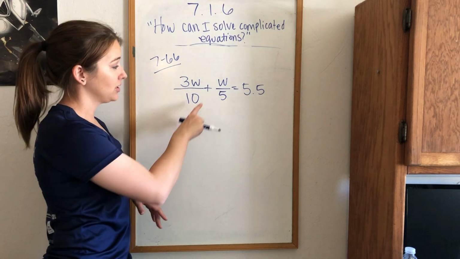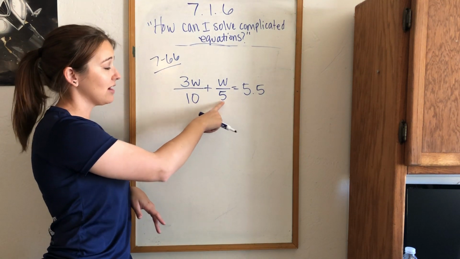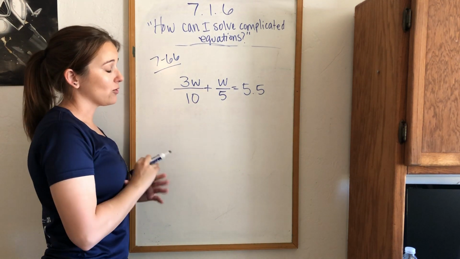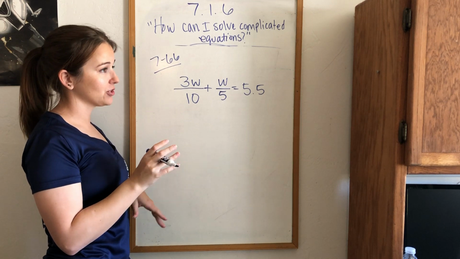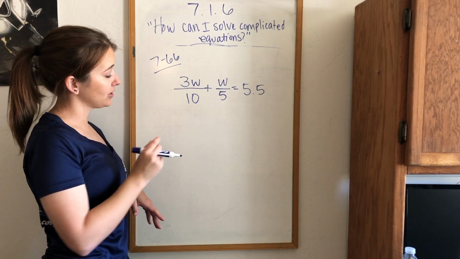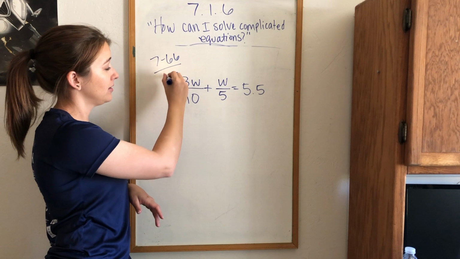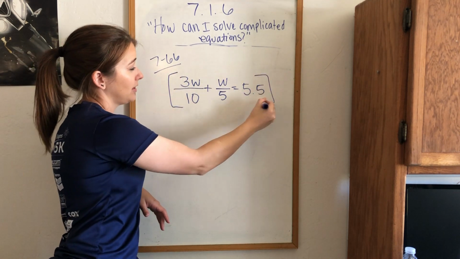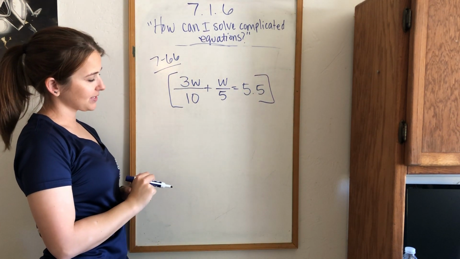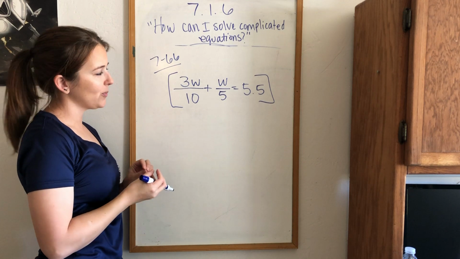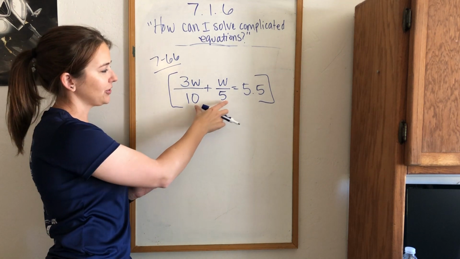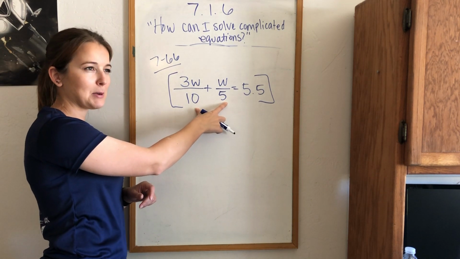Okay, so I'm looking at my equation. I've got fractions. I want to get rid of the fractions with fraction busters. So I'm going to find the least common multiple here. I'm going to skip through this part because we should know by now that the least common multiple between 5 and 10 is going to be 10.